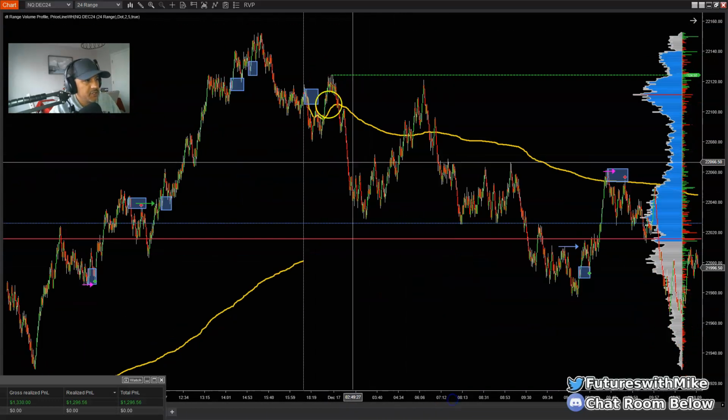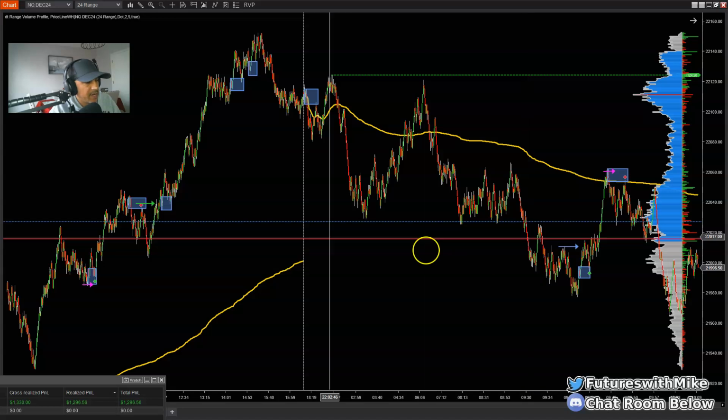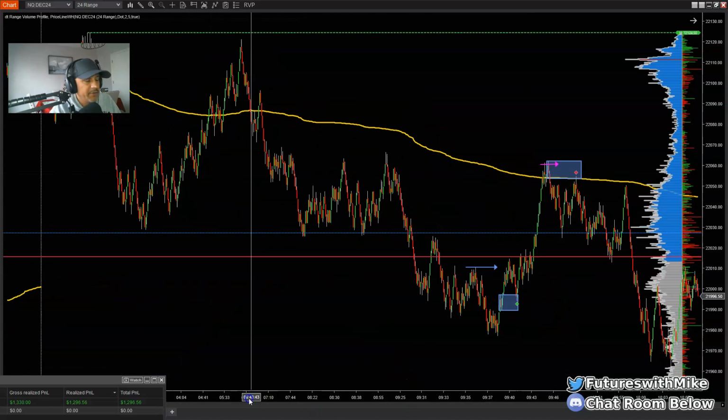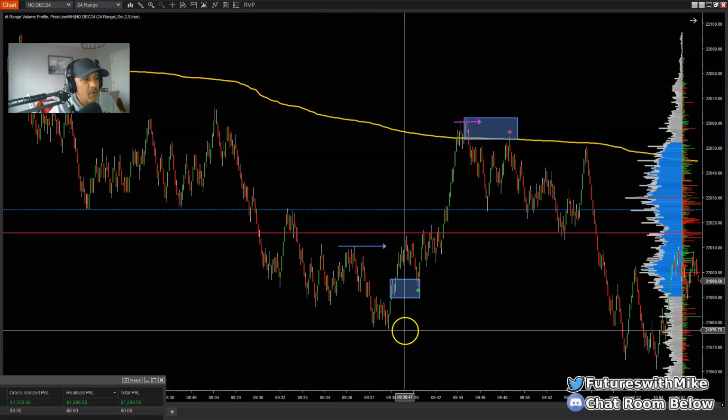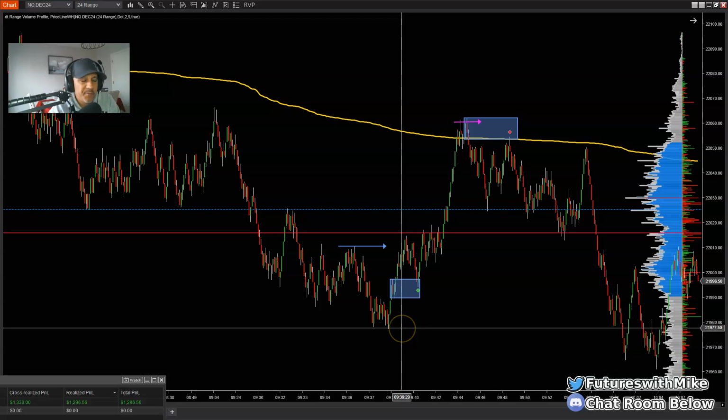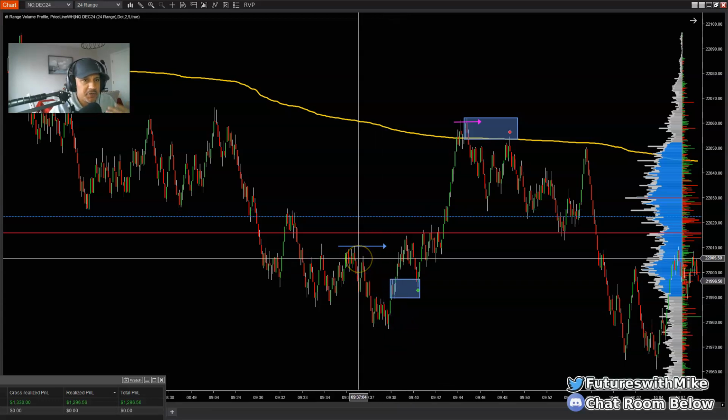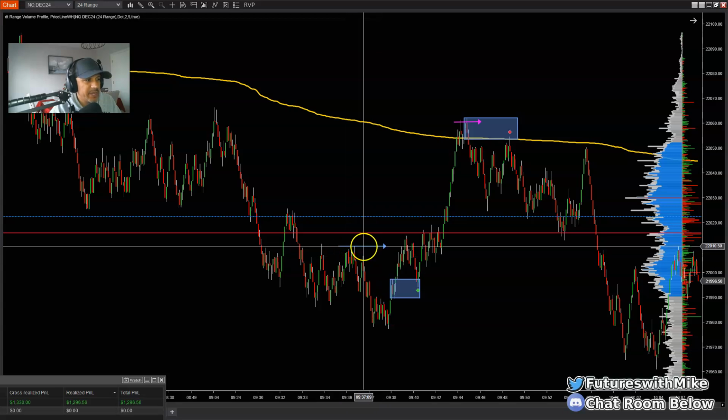We're breaking multiple areas of structure right here to the downside, to the right side, and to the left side. So we're breaking and clearing through areas of structure. But again, I want to follow suit with the higher base chart, okay? So with that being said, I'm looking for a transitional move back to the upside where it starts to break structure higher on the lower base chart. And that's what it did right here.